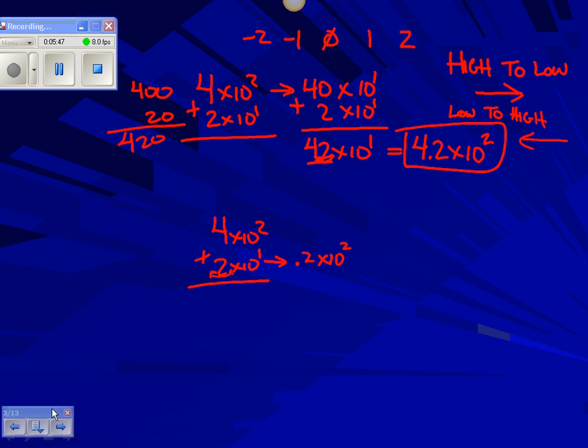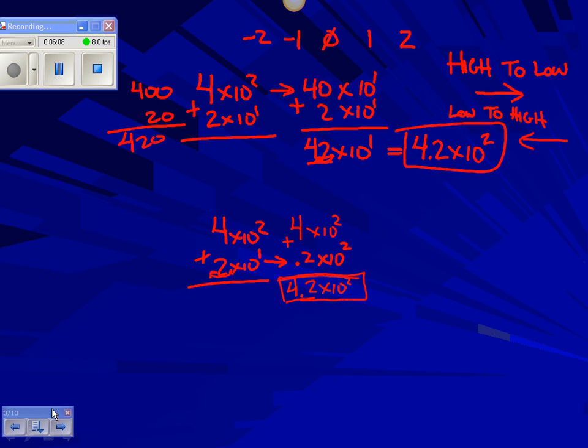Okay, so 0.2 times 10 to the second. I have that agree with my 4 times 10 to the second here. So both of these values are something times 10 to the second. Now I can add them up. I end up with an answer of 4.2 times 10 to the second. I still double check, yes, this value is between 1 and 10, so I saved myself a step.